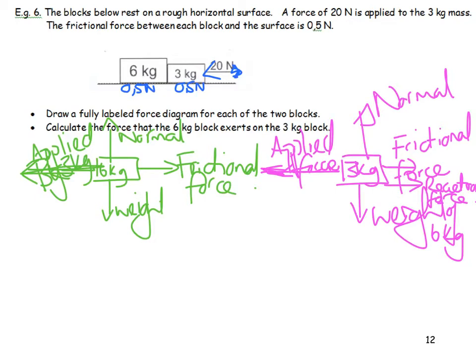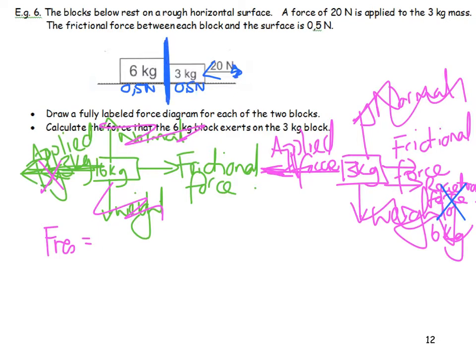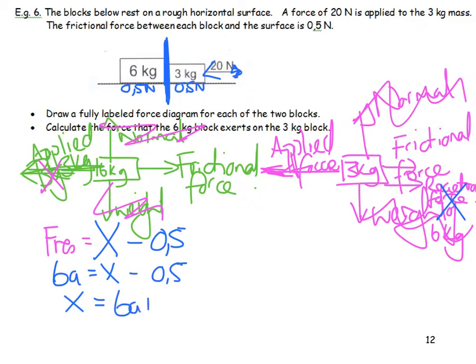So let's go and try and work this out. We know that, well, we haven't got very much really. So we're going to go force resultant is equal to, there's nothing happening in the vertical direction, so I'm not going to consider that. And I have got an applied force, and why don't we just call that X, because it's going to be exactly the same as that X over there, because this is an action-reaction pair that is occurring at that surface. So I'm going to say a big force of the 3 kilogram pushing onto the 6 kilogram minus the small force of friction, and this is going to be 6A is equal to X minus 0.5, and I will make X the subject of the formula.